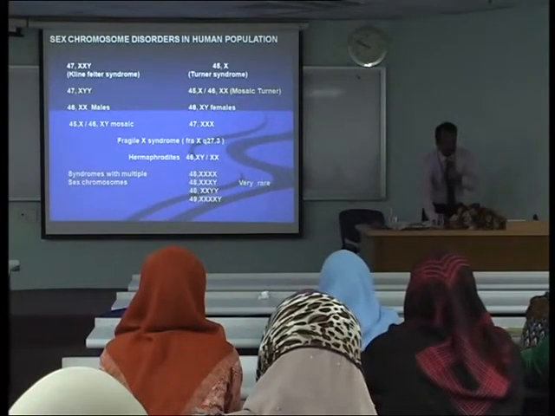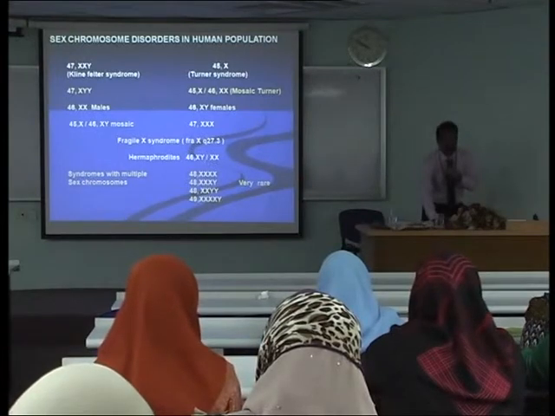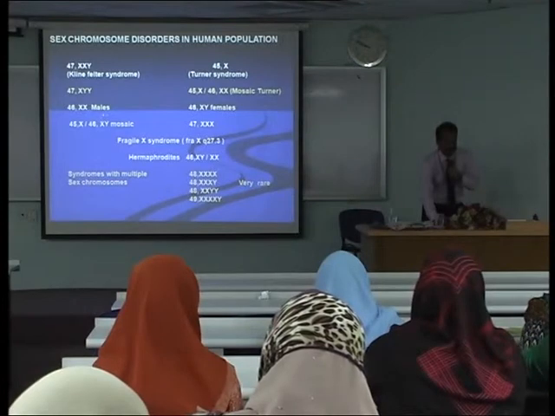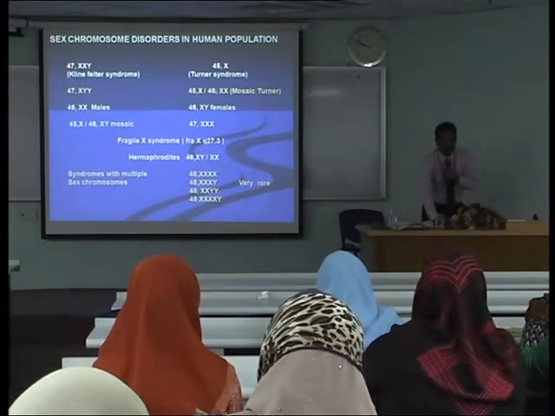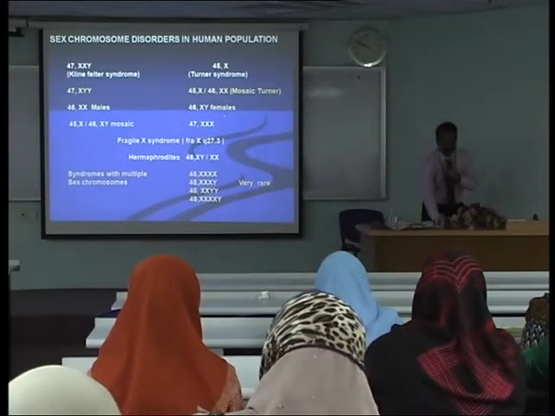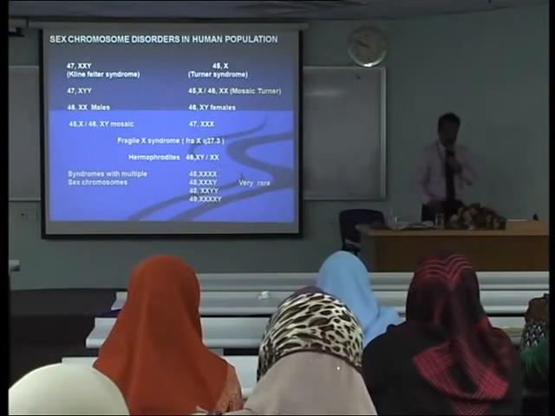These are the chromosome abnormalities associated with the sex chromosomes, like what was shown yesterday, like Klinefelter syndrome, then XYY, XX males. Then among the females, the most common is Turner syndrome, that means females having only 1 X chromosome. Then mosaic Turner, then XY females. Yesterday Dr. Nasia has already shown these sex chromosome abnormalities.